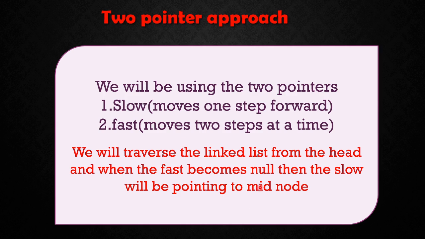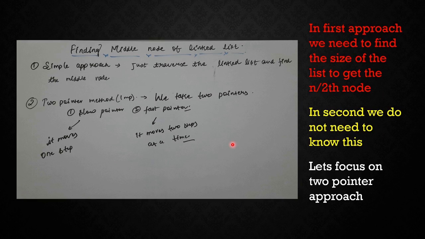So the algorithm goes like this. You start traversing the linked list from the head. Initially the slow and fast pointers will both be pointing to the head only. So you start traversing. When the fast moves two steps forward, you move slow one step forward only. Once the fast becomes null, the slow pointer will be pointing to the middle node. Then we'll look at the implementation.